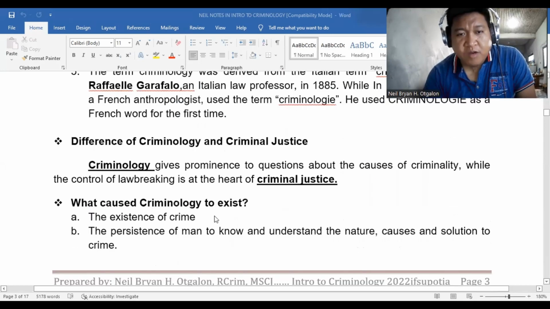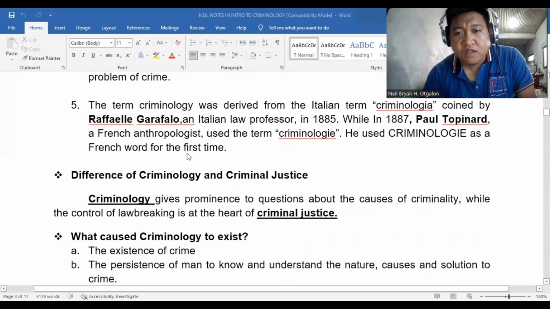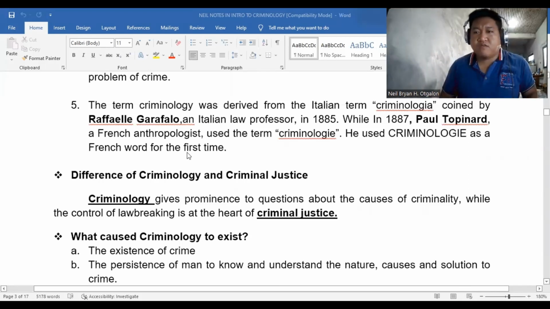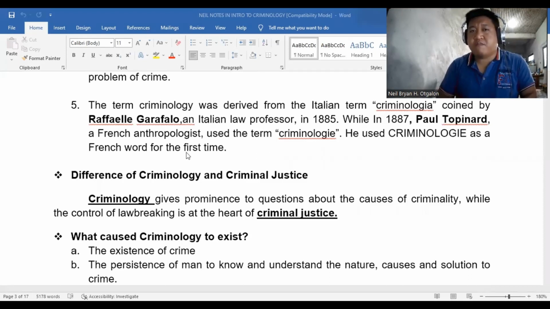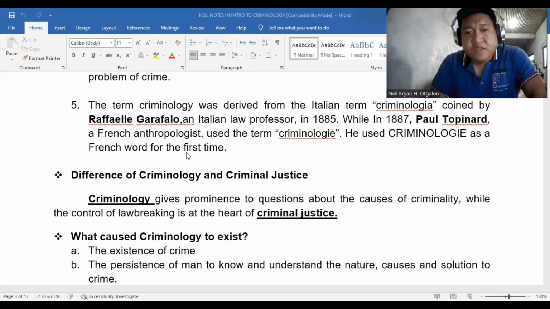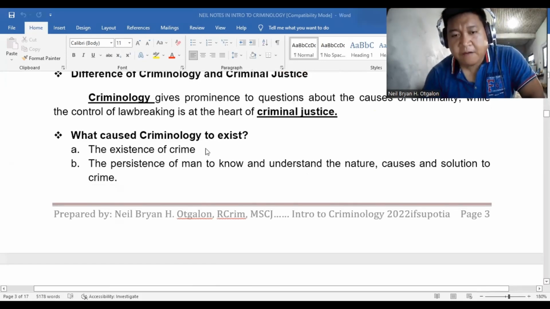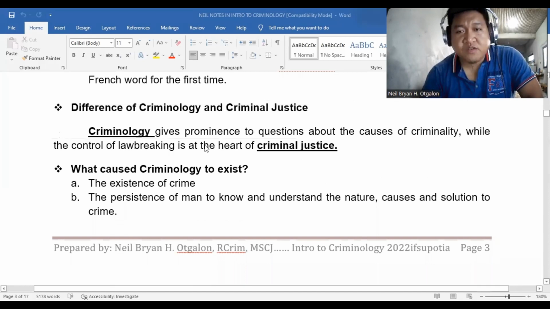Then also, do not forget that the word criminology came from the Italian word criminologia, coined by Raphael Garofalo, an Italian law professor in 1885. Then in 1887, Paul Topinard, a French anthropologist, used the word criminology in French for the first time. So again, the difference of criminology and criminal justice has been mentioned here.